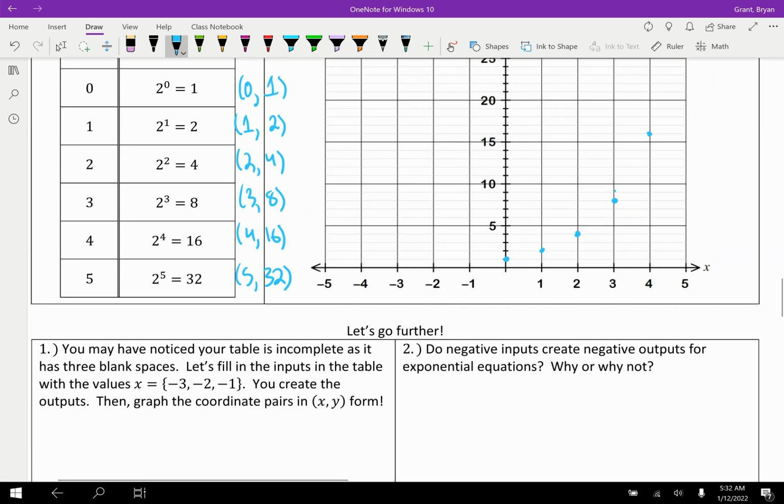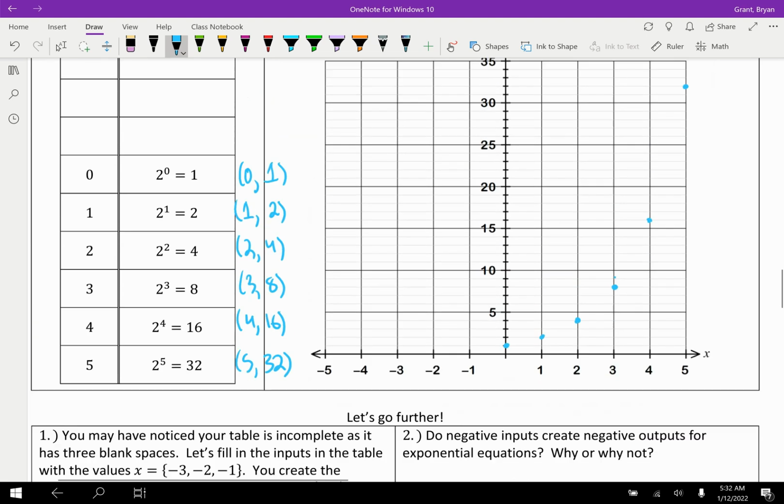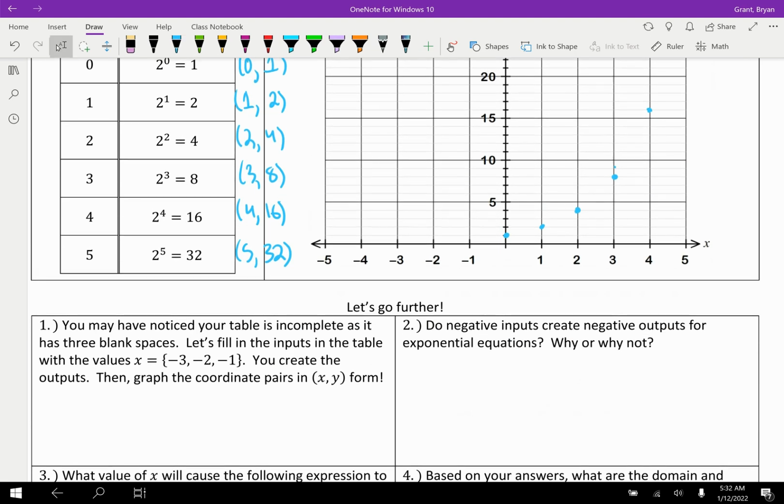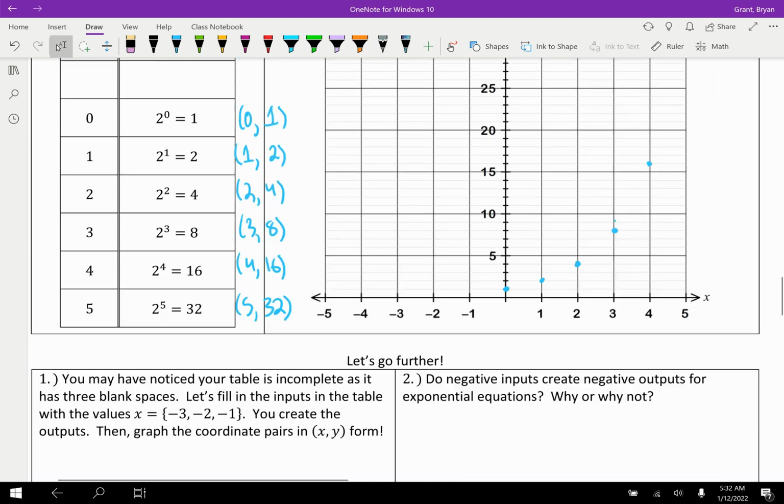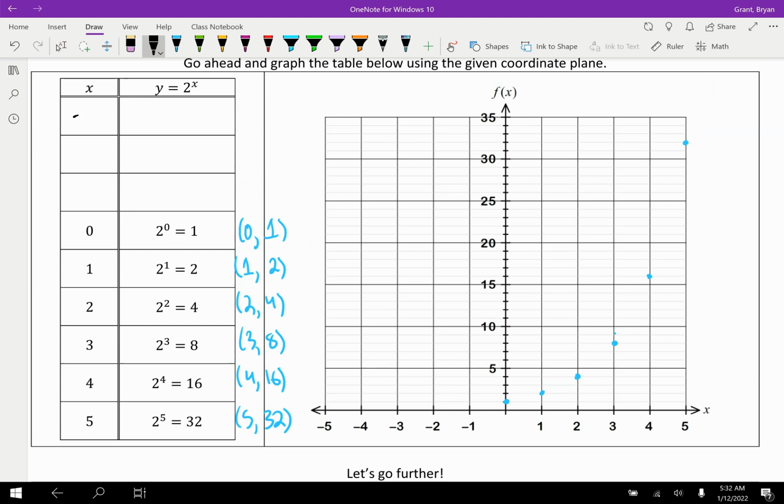For now, in problem 1, you might have noticed that our table is incomplete. Our table has 3 blank spaces up above. So let's go ahead and fill those in with the inputs of -3, -2, and -1. And then we're also going to go ahead and figure out what the outputs are. So at least we should know the setup for each of these, right? We have 2 to the -3rd, -2nd, and -1st.